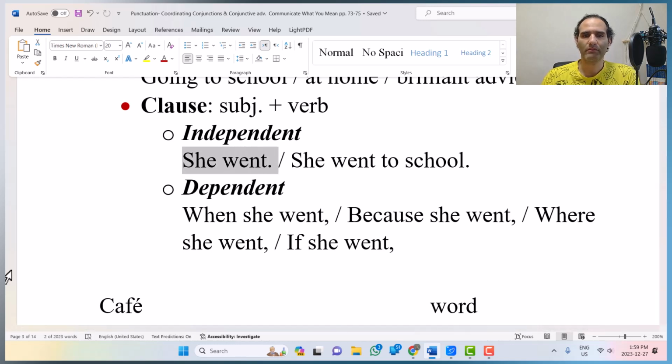She went, subject, verb, independent. She went to school, independent. But what about dependent? When she went, something else is required. But still it is a clause. Why? Subject, verb. Because she went, where she went, and if she went, all of them are dependent clauses. So that is the story of a clause.